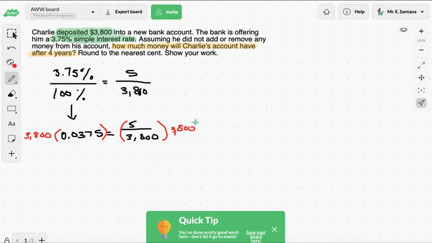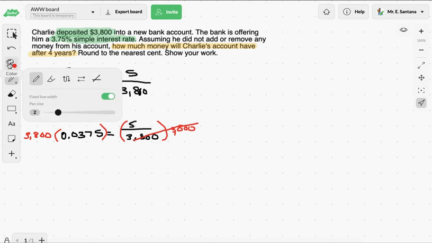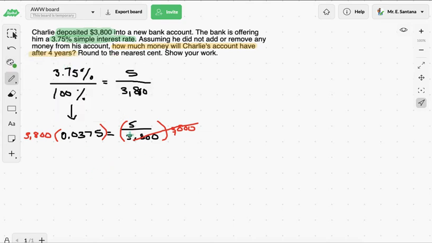The equation that you get is S equals, and I'm going to move all of this over there. I can switch the order because equals is equal no matter what. So what you get is 3,800 times the rate as a decimal, times 0.0375. And this is going to tell you how much interest is earned in 1 year.